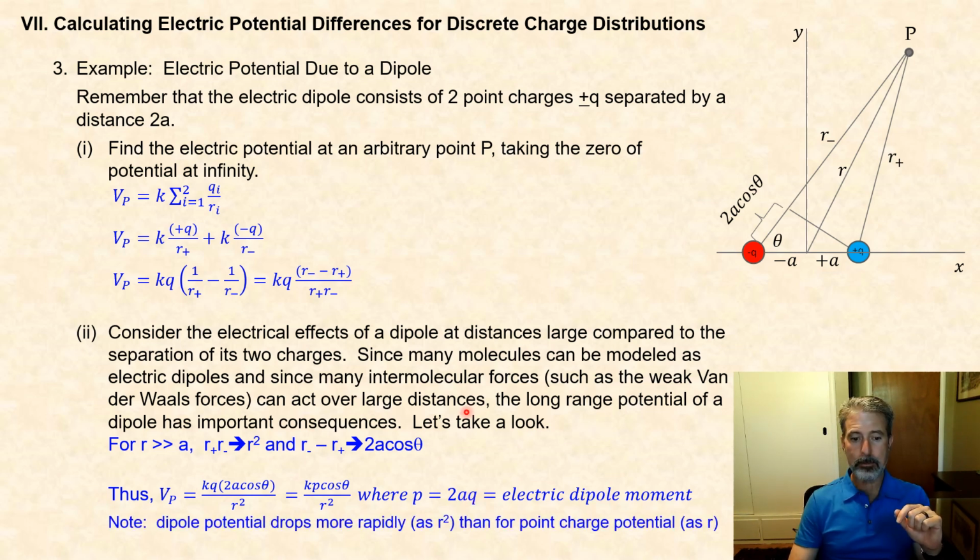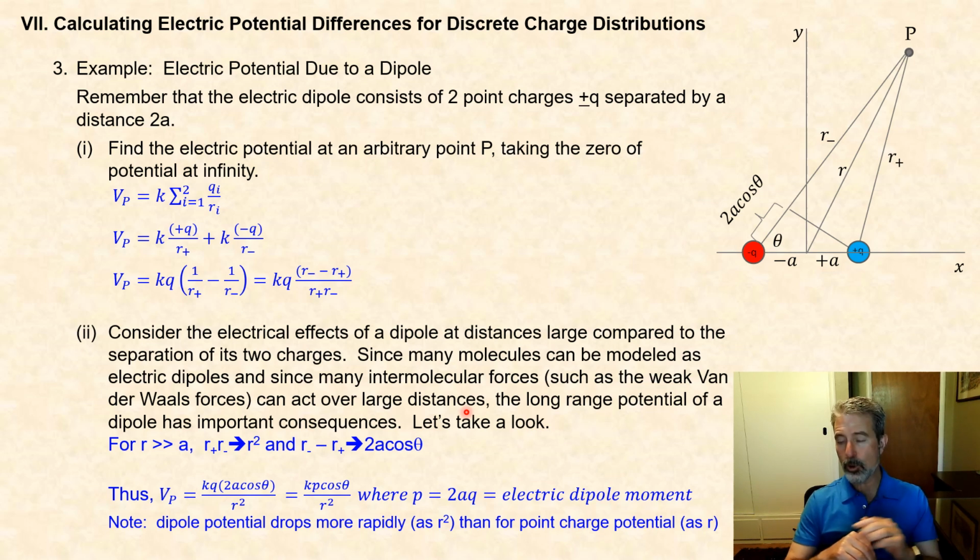And finally here, just to point out, remember that the electric field for a point charge drops as the square of distance, gets weaker as the square of distance. Notice here that the electric potential for a point charge gets weaker as distance to the first power, right, kq over r.